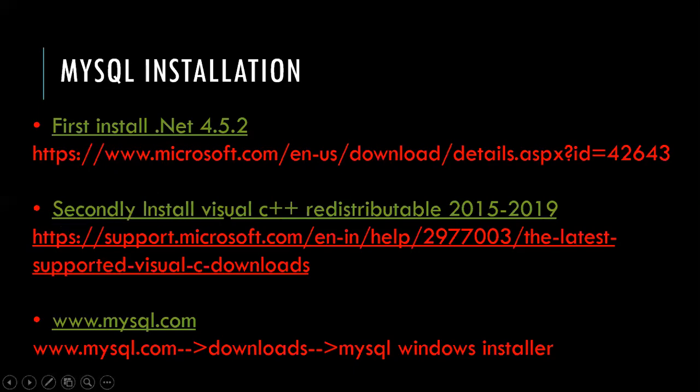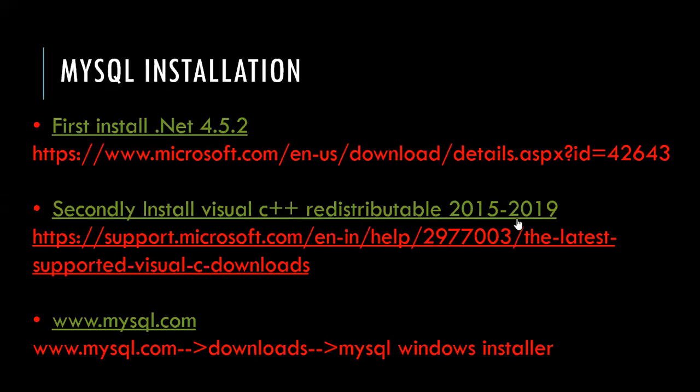once .NET is finished, you have to install the Visual C++ redistributable package 2015 to 19, right? And of course, you can proceed with the MySQL installation without installing this Visual C++ also. But in some cases, in some systems, you may get some problem while installing MySQL. Some of the components may not be installed in your system, because some of the components of MySQL require different versions of Visual C++, right?